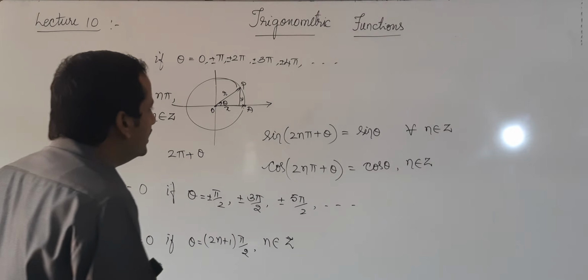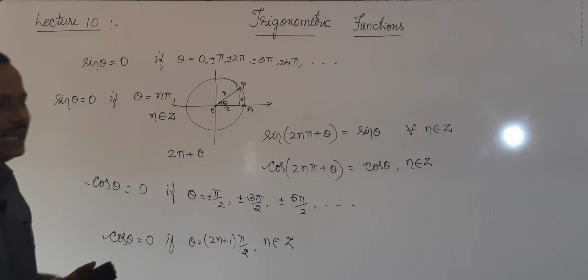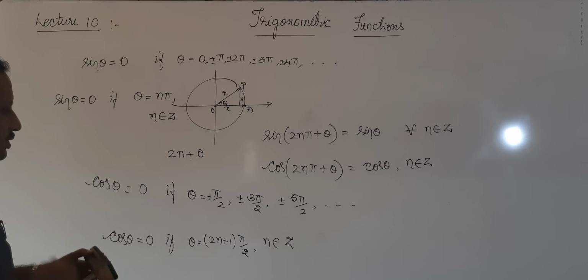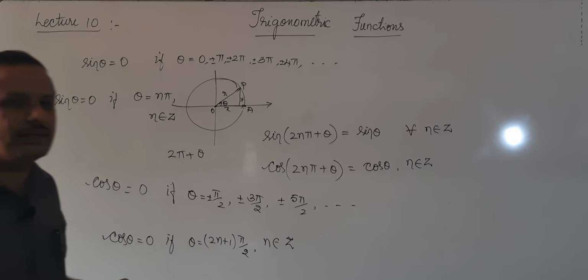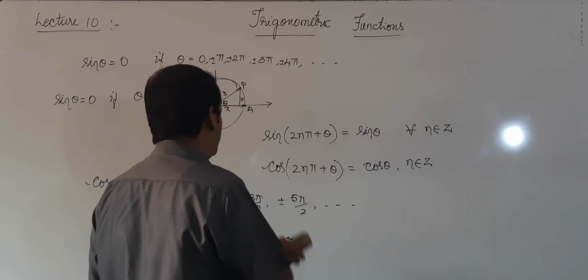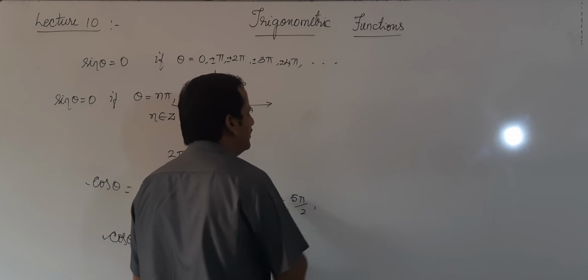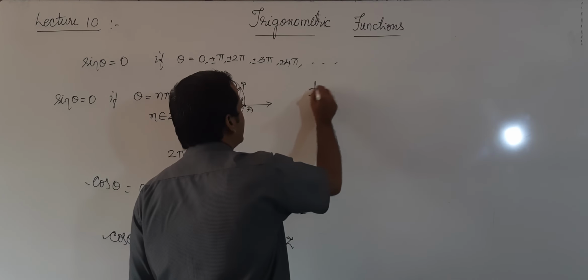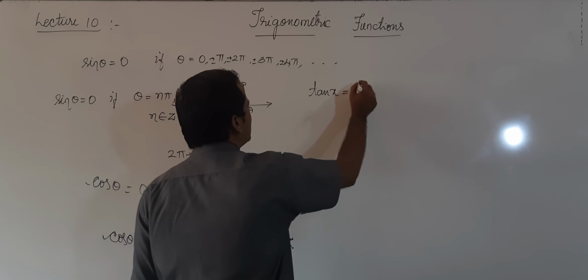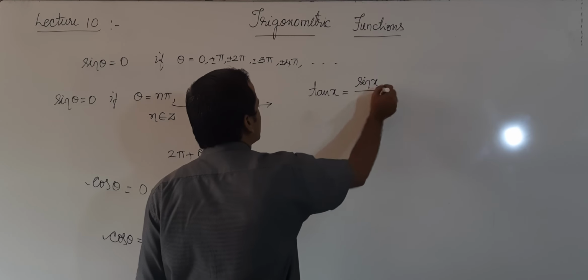Now with the help of this, with the help of these two, sine and cos, I'll define the other 4 trigonometric functions in this way. Say tan x is equal to sin x by cos x.